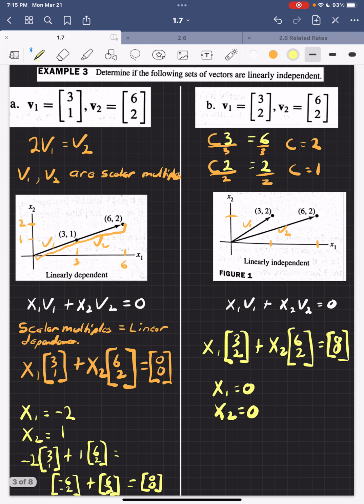Okay, so the answer to the question, determine if the following sets are linearly independent. Well, part A would be they are not linearly independent. Part B would be they are linearly independent.